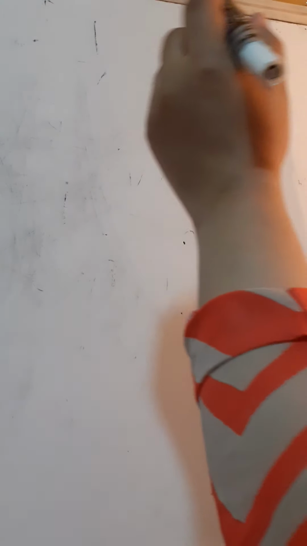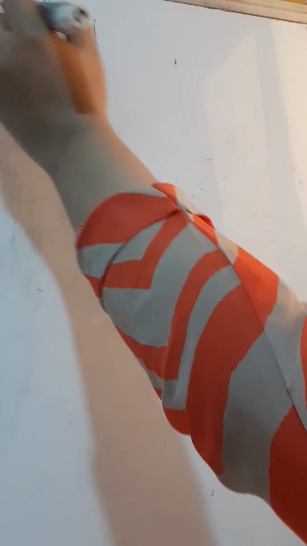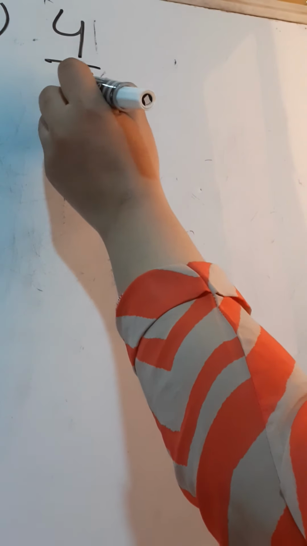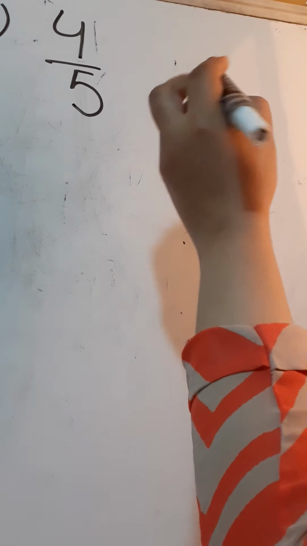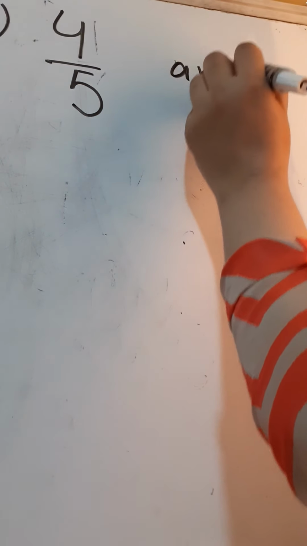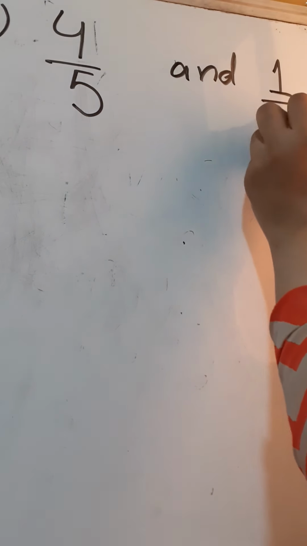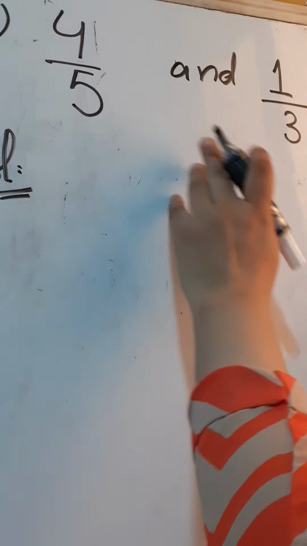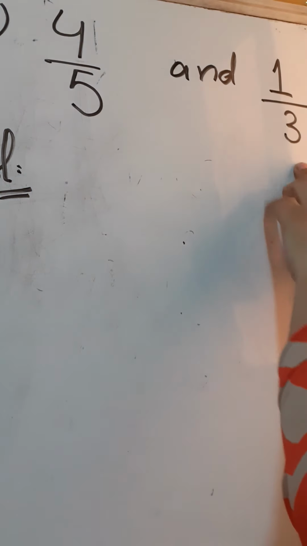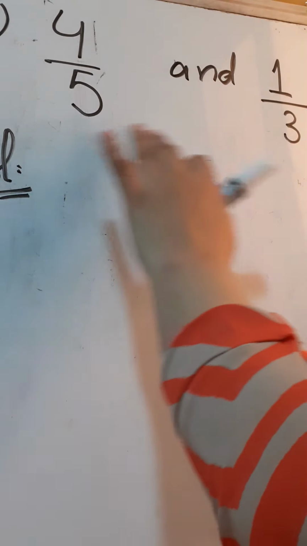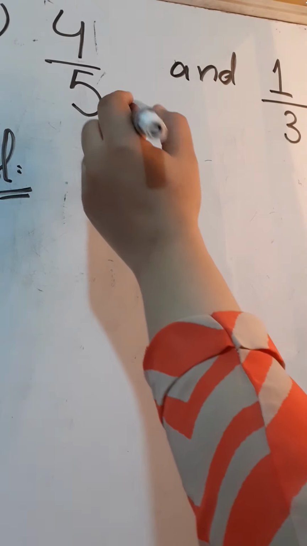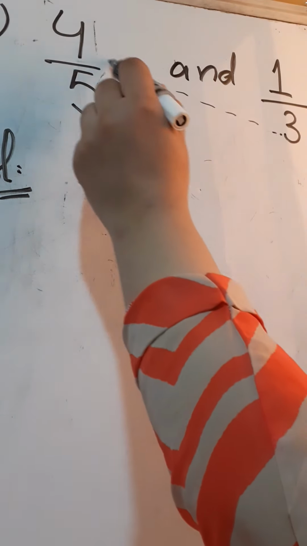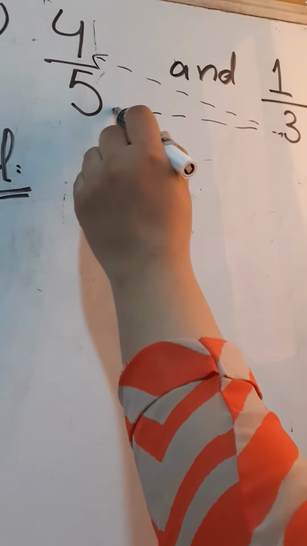Part C is 4 by 5 and 1 by 3. Right students? Solution. Yes class, what do we do? There is 5 and there is 3. They are not in the same table. So what do we do? This 3 goes up and this 3 goes down.